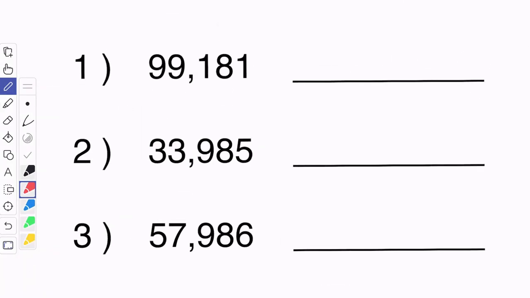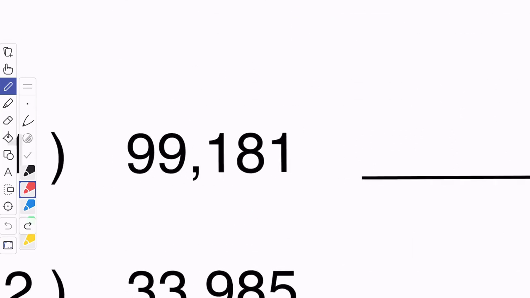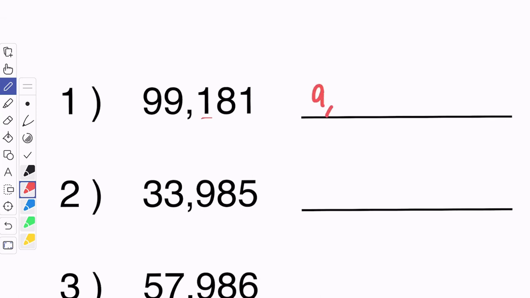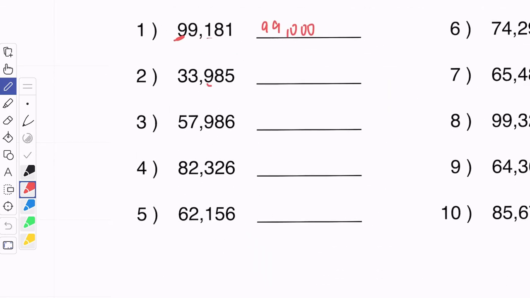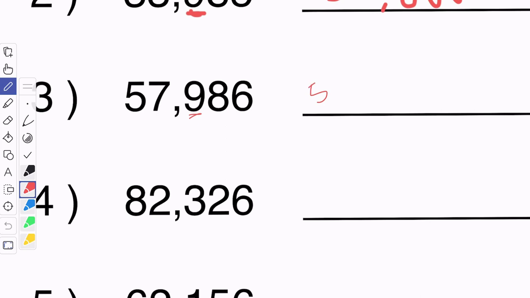Over here we have our 1 here, so we're going to round down to 9,000. We're just going to leave, we're not going to mess with this number over here. We have a 9, so we're going to round up to 34,000. We have a 9, so we're going to round up to 58,000.